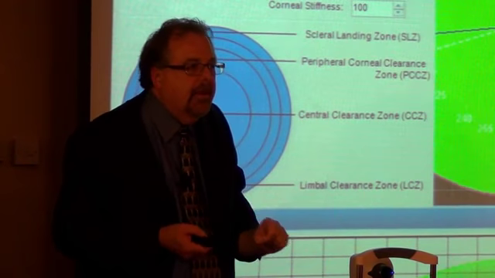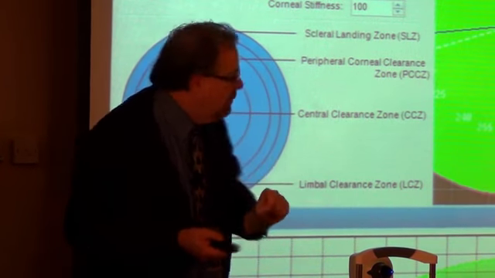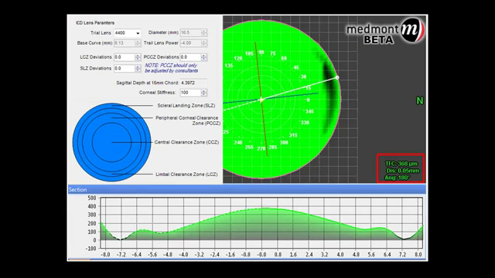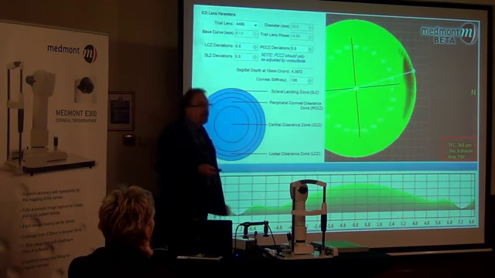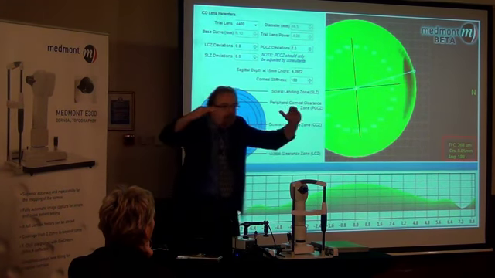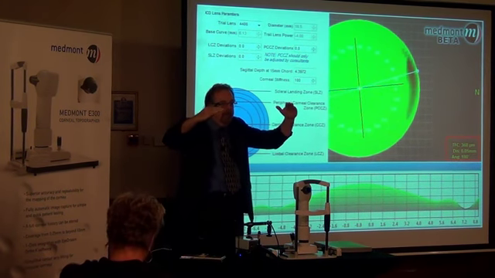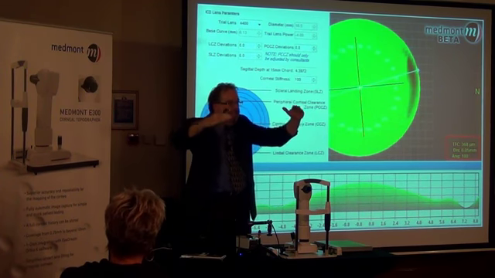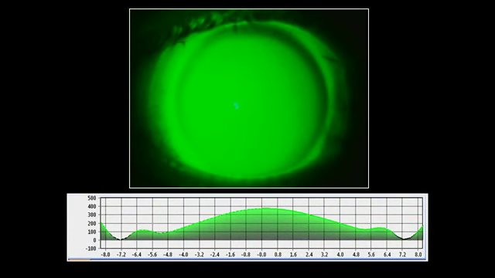4,400 microns. Why did it choose 4,400? Because it provided 368 microns of apical clearance. But we can see out here at that limbal area, we only have 100 microns of clearance. Now when that lens settles in, we're going to lose that 100 microns.